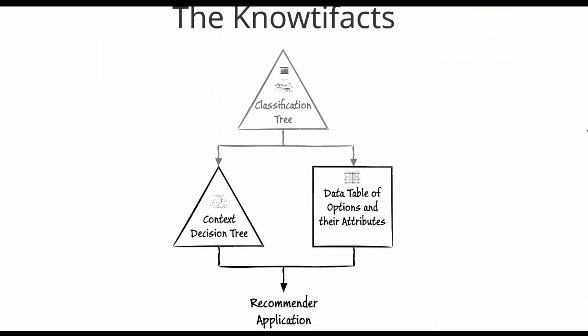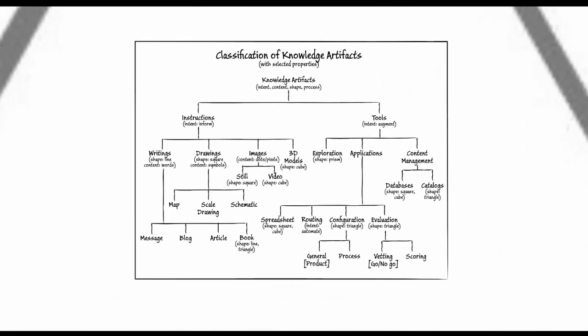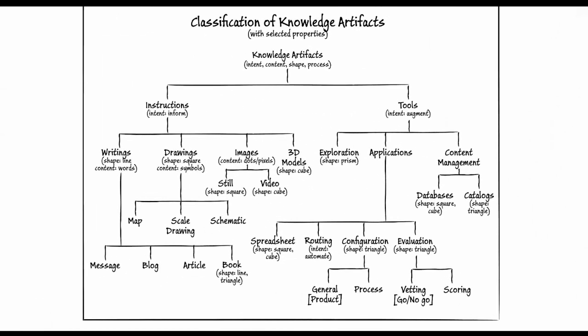A recommender app requires 2 notefacts to build, but I like to start with a 3rd artifact just to help me get my thinking straight. I start with a classification tree that contains all of the possible recommendations. In this case, I started with a tree of every type of notefact I could think of, all sorts of writings, drawings, applications, networks, models. It took a lot of thought to decide how to group these into meaningful classes and subclasses.